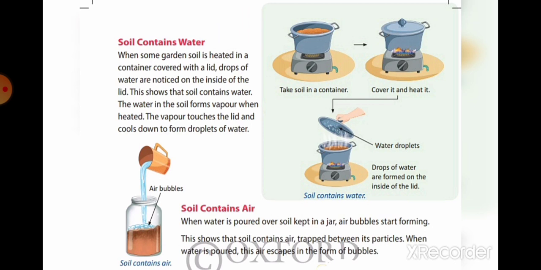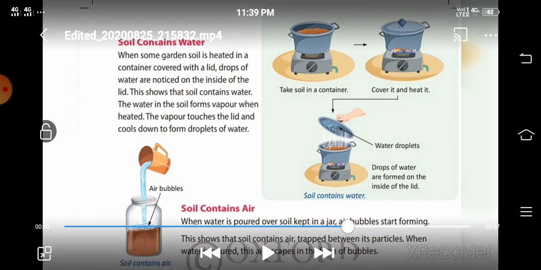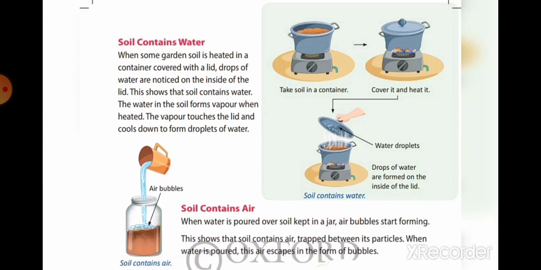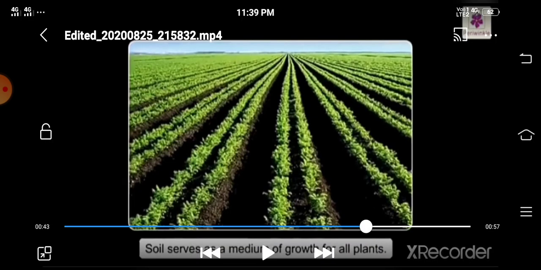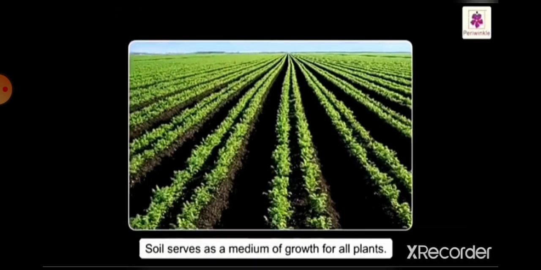You can see here, when they are pouring the water in the jar, you can see the bubbles. So the air is escaping in the form of bubbles when the water is poured. When you see the bubbles, it means the air is escaping, coming out because water is taking the place of the air. So this shows that the soil even contains air.